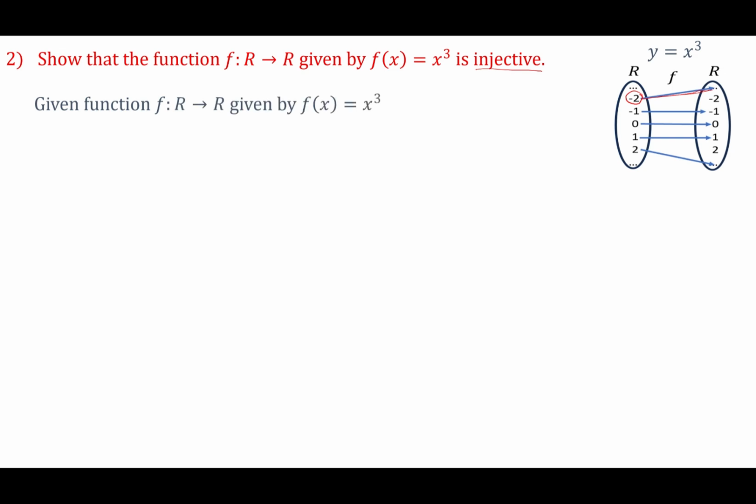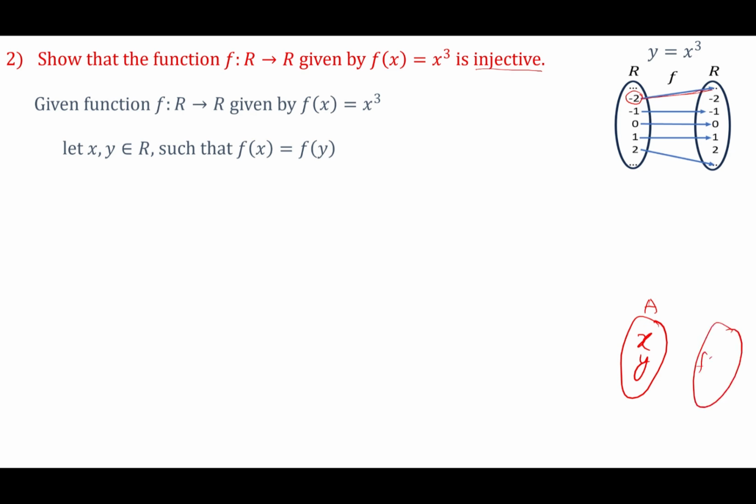The given function is f of x is equal to x cube, which means let x, y belong to R such that f of x is equal to f of y. We know that if I have two elements, x and y, in set A, the domain, and in set B I am saying f of x is equal to f of y. Now we have to prove that these two elements of set A are equal. That's it. So f of x is x cube and f of y is y cube. X cube is equal to y cube.